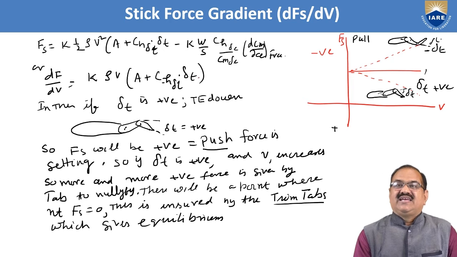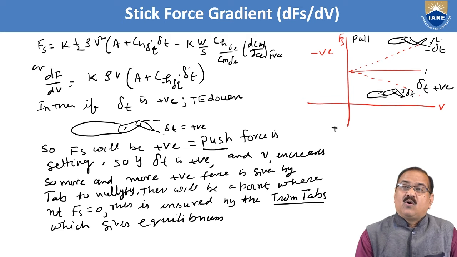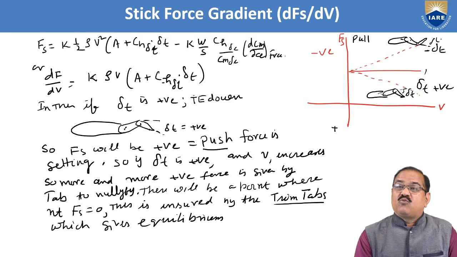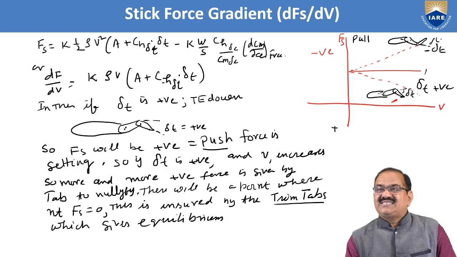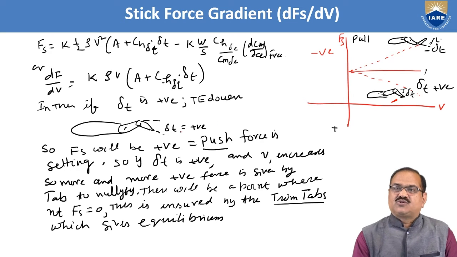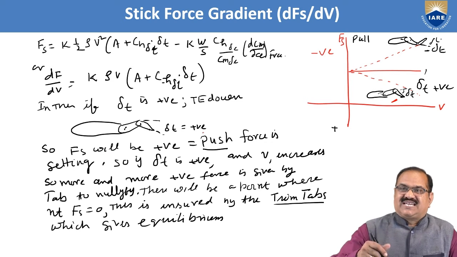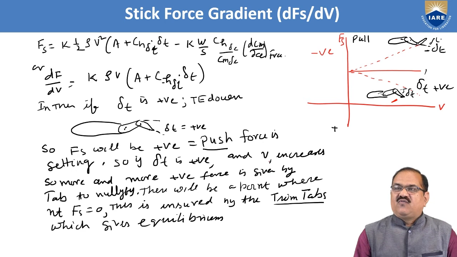In this, if delta T is positive, what is the meaning of delta T being positive? It means the trailing edge is going downwards. In this case delta T is positive, as shown here. So Fs will be positive, or a push force is obtained. So if delta T is positive, Fs will be positive, or we have to push the stick. If delta T is positive and V increases, more and more positive force is given by the tab to nullify.